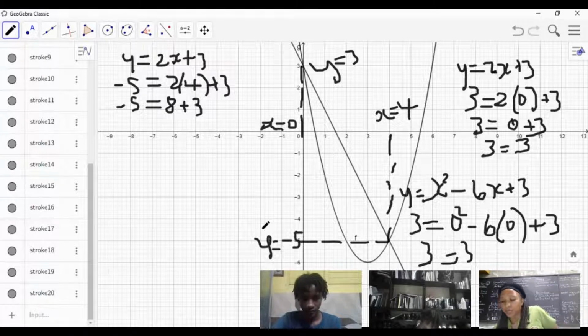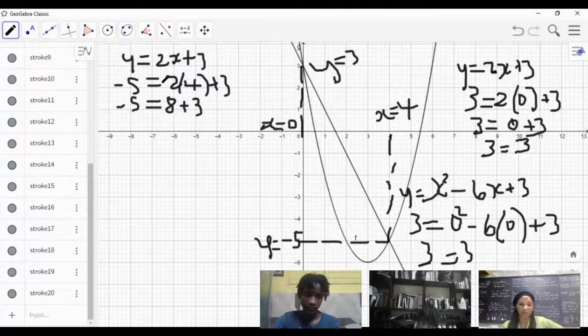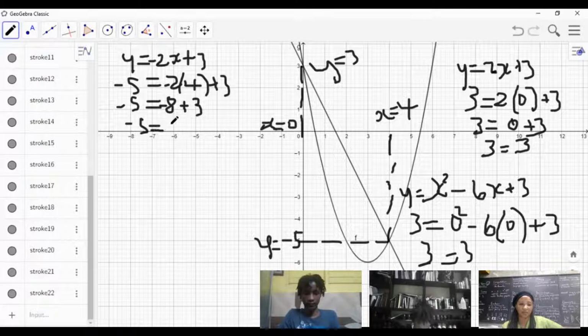2x plus 3, x squared minus 6. Oh, it's negative 2. It's a negative 2. Okay, so negative 5 is equal to negative 5. All right, so that checks out.